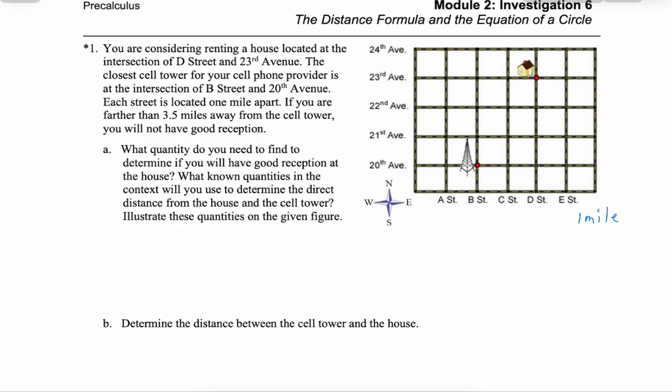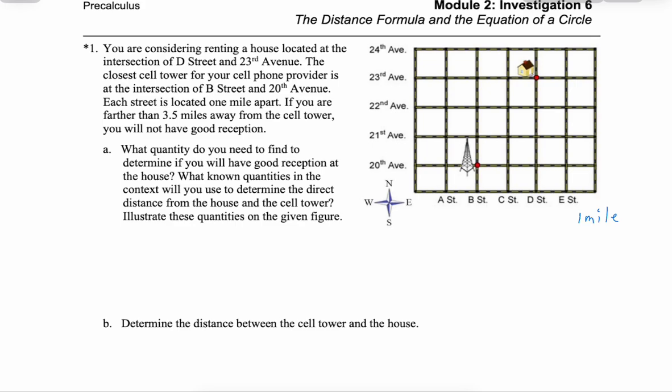So in A, what we're pretty much doing is trying to determine what quantity or quantities we need in this context to determine if we're going to get good cell service. So what are some things we need to consider? Anybody think of what we need to consider? Yes. We need the side lengths.